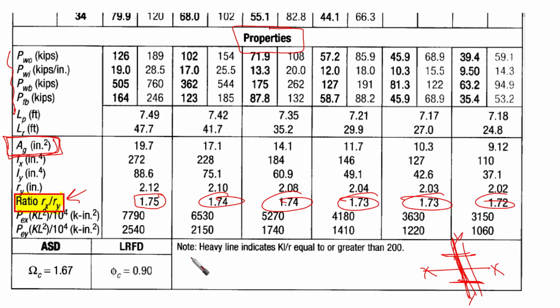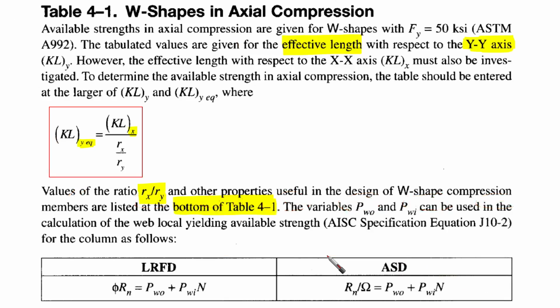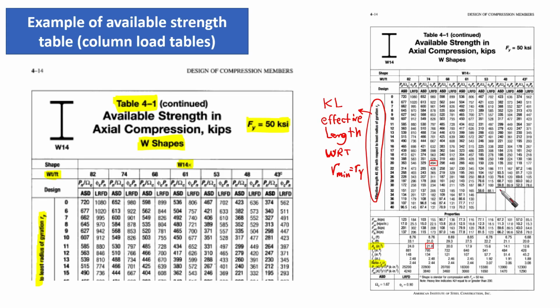Okay, and at the bottom you are going to find some notes. One of them: this heavy line indicates KL over R equal to or greater than 200. This is what I have mentioned before. This is the thick line here, which corresponds to KL over R equal to 200. It's our limit. Okay, it's our limit.